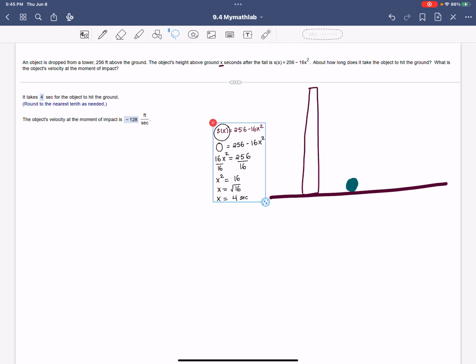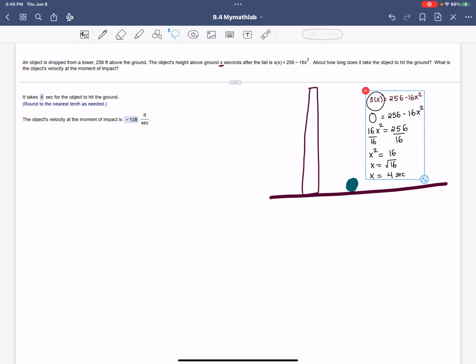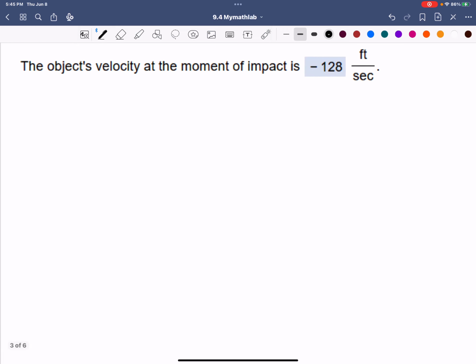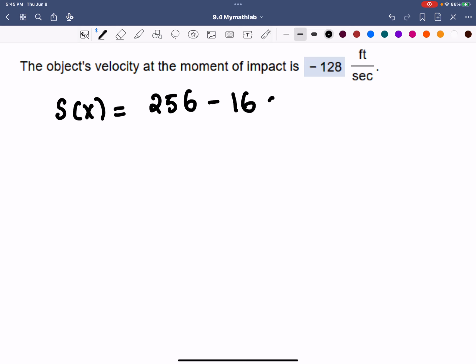I'm going to leave this one right here. This looks nice here. Why not? And now let's go ahead and tackle the velocity problem. So here I have my function s of x is equal to 256 minus 16x squared. Okay?